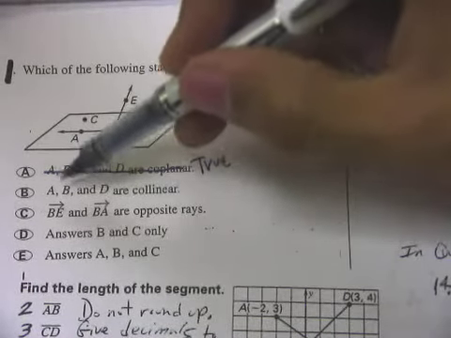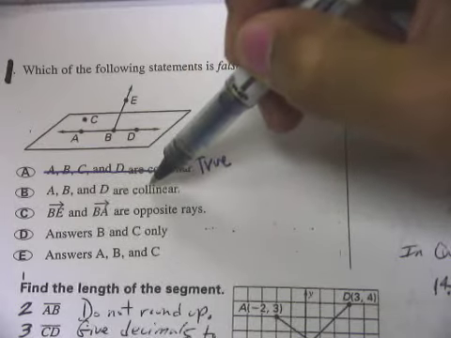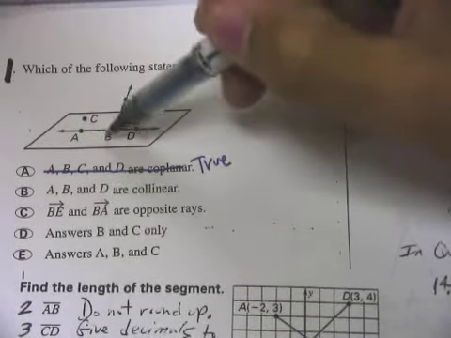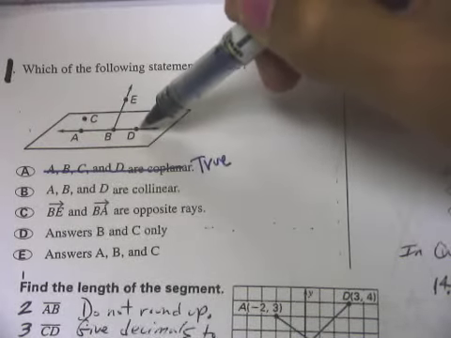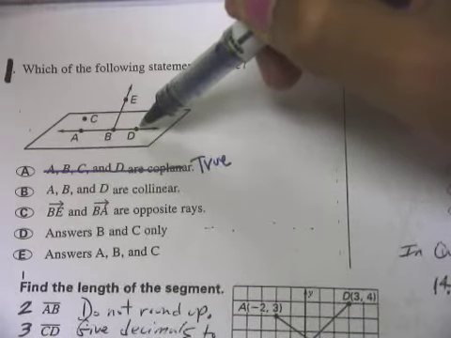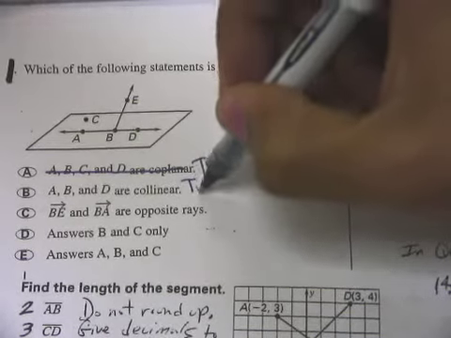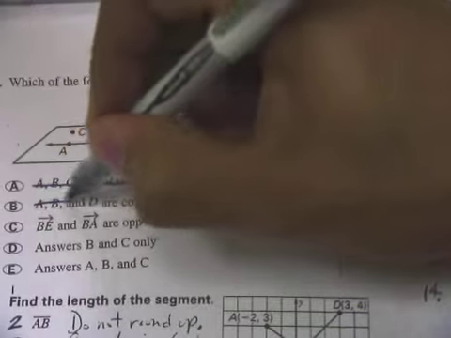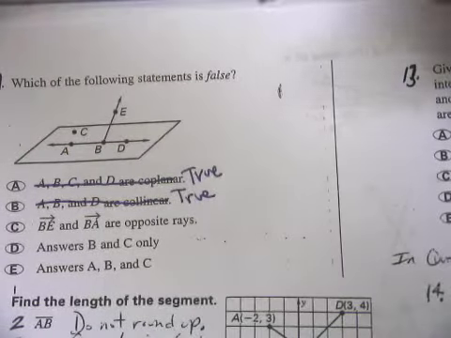Next we have A, B, and D are collinear. Well, are they collinear? Yes, they are. So that's also true. So that can't be my answer.